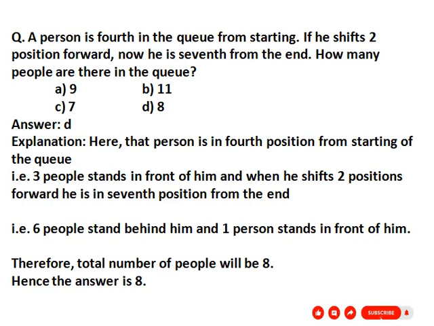Our next question is: a person is fourth in the queue from the starting. If he shifted two positions forward, now he is 7th from the end. How many people are there in the queue? So see the explanation here. That person is in fourth position from the starting of the queue.